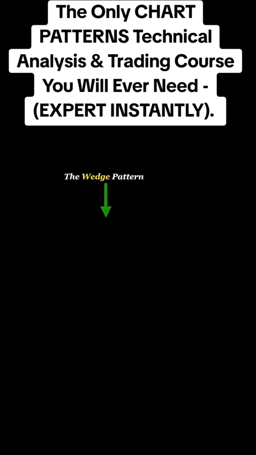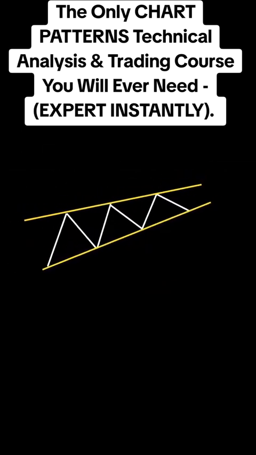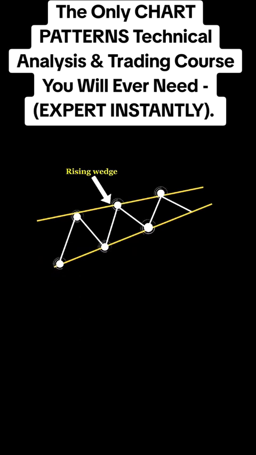Now let's move on to the next formation in our chart pattern series, the wedge pattern. There are two main types, the rising wedge and the falling wedge. And while they may look similar to channels at first glance, their converging nature makes them uniquely powerful reversal or continuation signals. Let's start with the rising wedge. The top side of the wedge connects a series of higher highs, forming a rising resistance trend line. The bottom side connects higher lows, creating a rising support trend line. But here's the key difference. The two trend lines are converging.